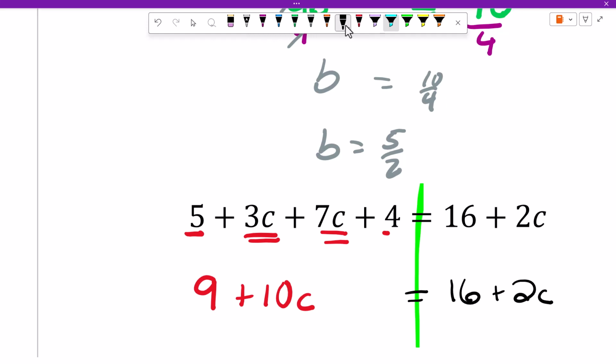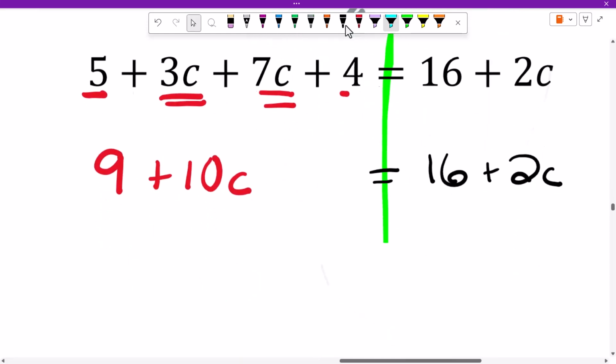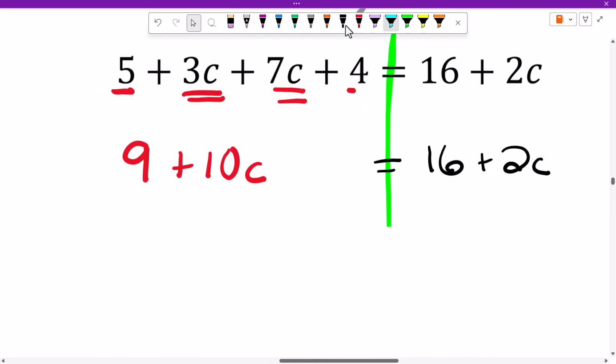Okay? So now, at this stage, we have a little bit of a dilemma. We have letters on both sides of the equation. So to solve, we need to have letters all on one side. And it doesn't matter what side you want to have the letters on. It's a choice you make. So here, at this stage, if you have letters on both sides, you have to make a choice. Where do you want your letters? On the left side or on the right hand side?